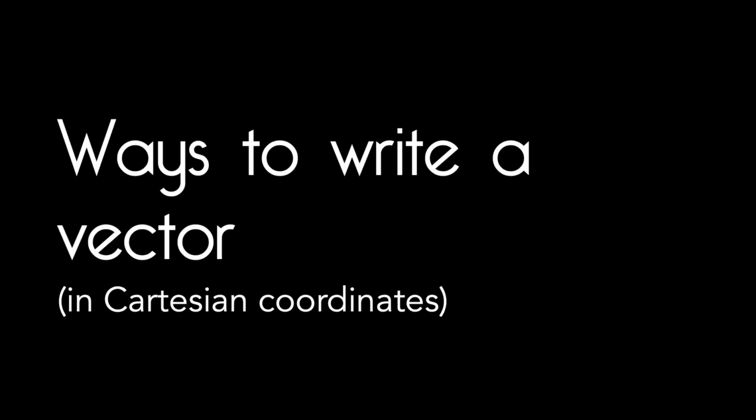Now it turns out there's actually 3 or so ways to write a vector, specifically in Cartesian coordinates, which means like x and y coordinates. There are other coordinate systems, but the ways to write a vector actually stay the same. Some of the details just change.